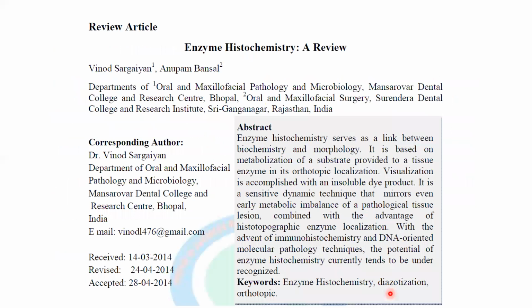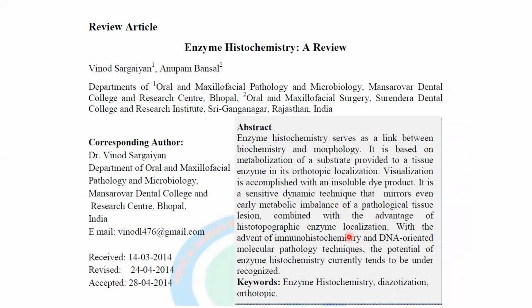As I stated, a brief introduction again. Enzyme histochemistry serves as a link between biochemistry and morphology. It is based on the metabolization of substrate provided to a tissue enzyme in its orthotopic localization. Visualization is accomplished with an insoluble dye product. It is a sensitive dynamic technique that mirrors even early metabolic imbalance of any pathological tissue lesions, combined with the advantage of histophotographic enzyme localization.